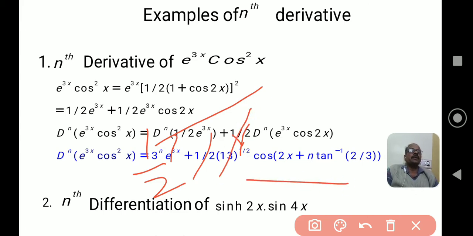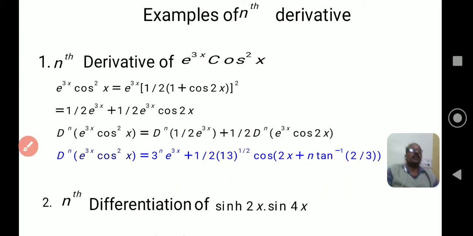Cos of bx plus c means cos 2x plus n into tan inverse of b by a. What is b by a? It should actually be 3 by 2 here. I wrote 2 by 3, the opposite, okay, no problem, it is 3 by 2. Once again, after bringing e power 3x into cos square x in terms of e power 3x into cos of bx plus c, you can apply the standard nth order derivative results here.